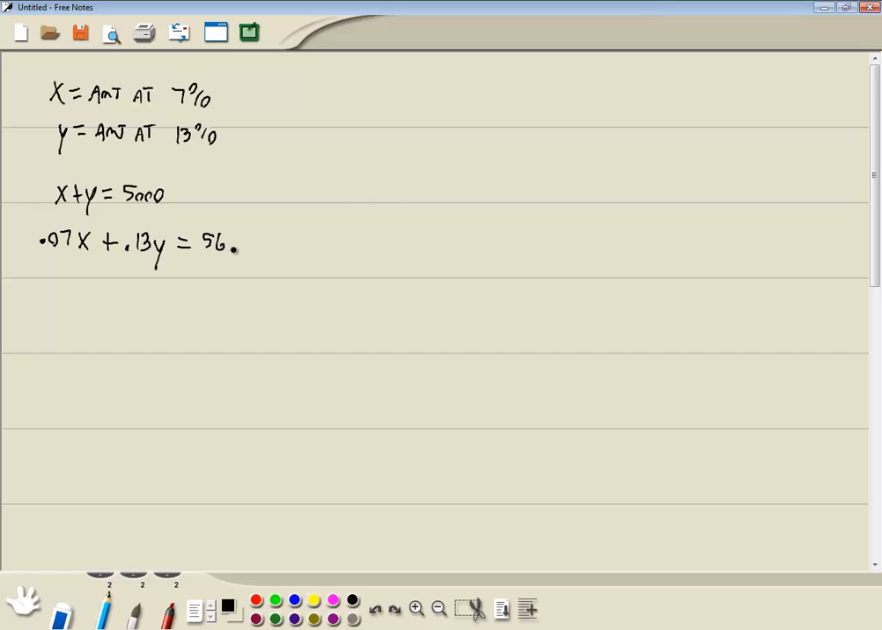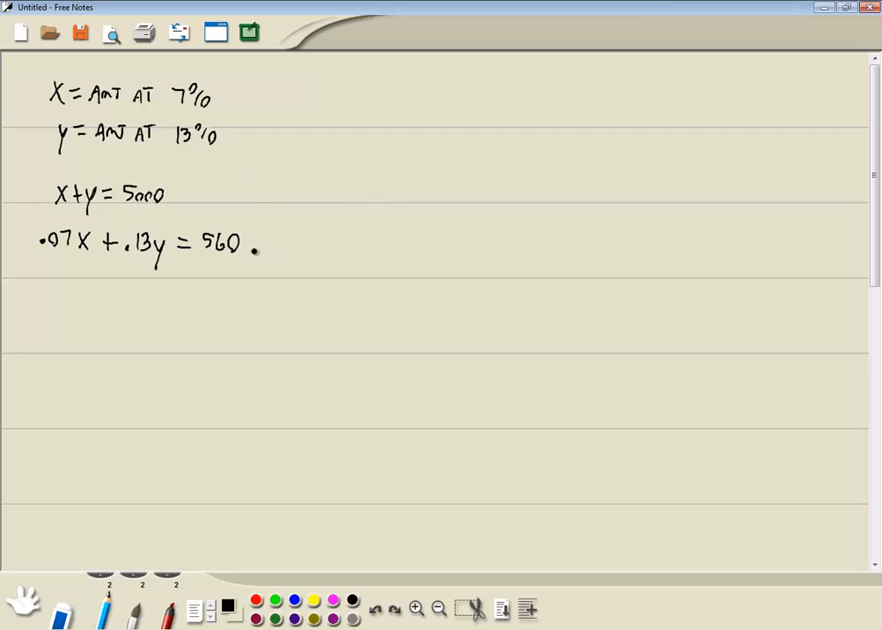Now, the interest problems are always the same setup. If they give you the total amount invested, then you always do X plus Y equals the total. If they give you the total interest for the year, then it's always the percent times your amount plus percent times your amount is equal to your total interest for the year. Other variations may cause you to work this differently, but for the way this problem's worded, that's how I set it up.